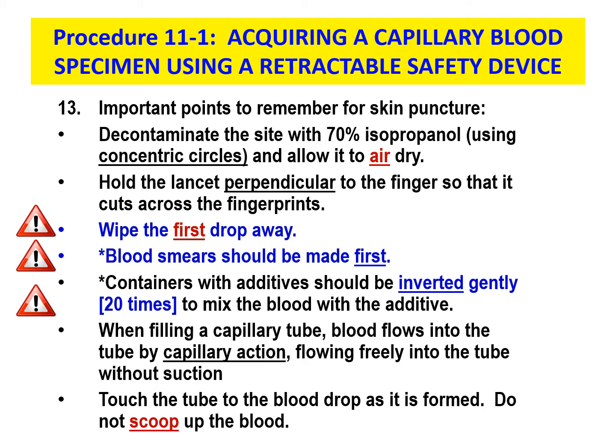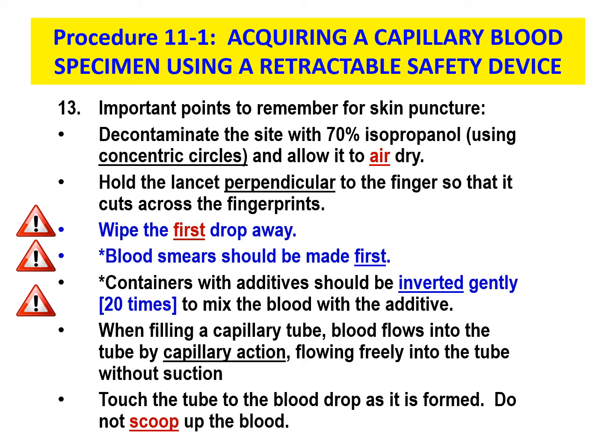And then your containers that have additives in them should be gently inverted 20 times to mix the blood with the additive. So when you're talking about a heparinized micro container, like a green top, or an EDTA sample container, like our little lavender or purple top, once you've collected those, and remember I showed you guys in lab, when you touch the micro containers to that drop of blood, you want to just touch the big pregnant drop of blood to it, right? And it will, by that attraction, come into that micro container.